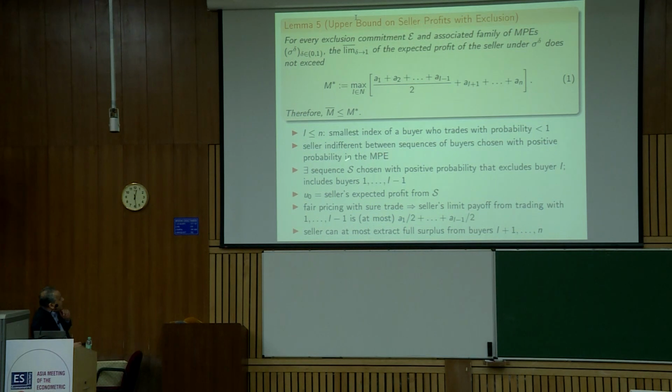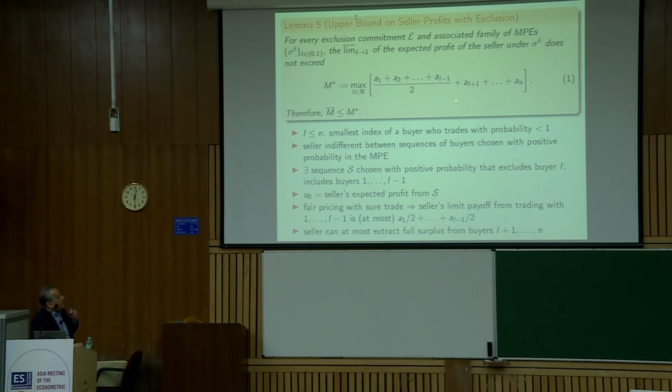So what is the seller's expected payoff from this sequence of excluding buyer L? Well, for buyers L plus 1 through N, the most that they can do is to get full surplus, right? They've excluded buyer L. The most they can do with the others is to get full surplus. And the buyers with indices lower than L, well, those are buyers that you trade with probability 1 by the definition of the index L, right? That's the first bullet point. L is the smallest index of a buyer who trades with probability less than 1. So anyone with a smaller index trades with probability 1. So we know that the maximum surplus extractable from those buyers with a lower index is half their surplus. Okay?